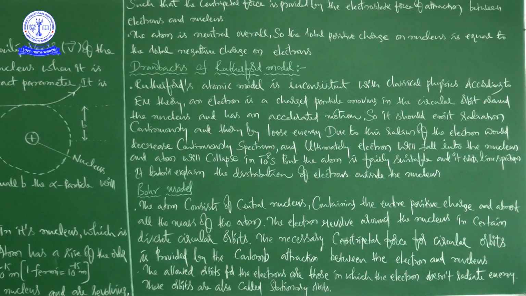Next, it didn't explain the distribution of electrons outside the nucleus. For example, just imagine 10 electrons are there outside the nucleus. How are the electrons distributed? Are the 10 electrons close to the nucleus or far away from the nucleus? That distribution of electrons outside the nucleus is not explained by Rutherford's model.